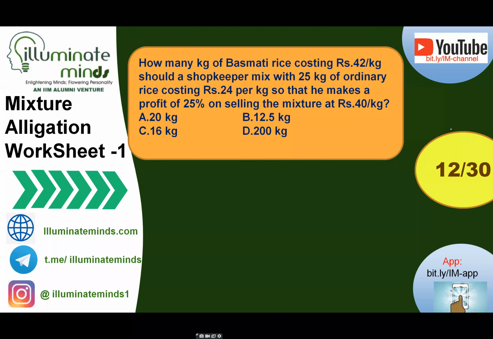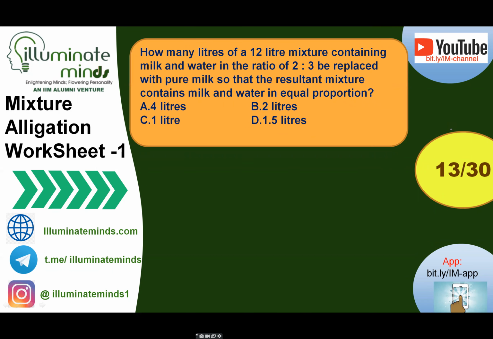Question number 13. Question number 13 says how many liters of a 12-liter mixture containing milk and water in the ratio 2 is to 3 be replaced, guys? So the important word over here is replaced. A 12-liter mixture containing milk and water in the ratio 2 is to 3 is replaced with pure milk so that the resultant mixture contains milk and water in the equal proportion.